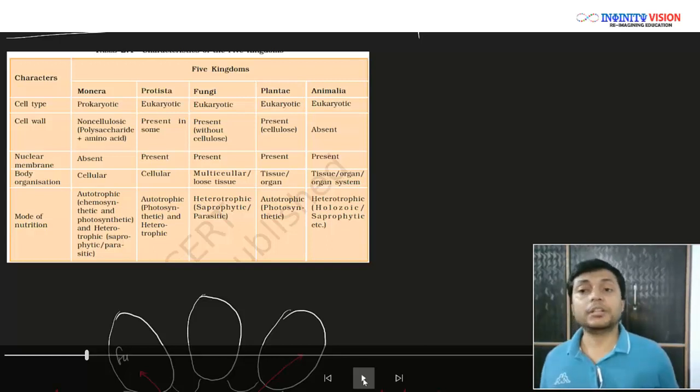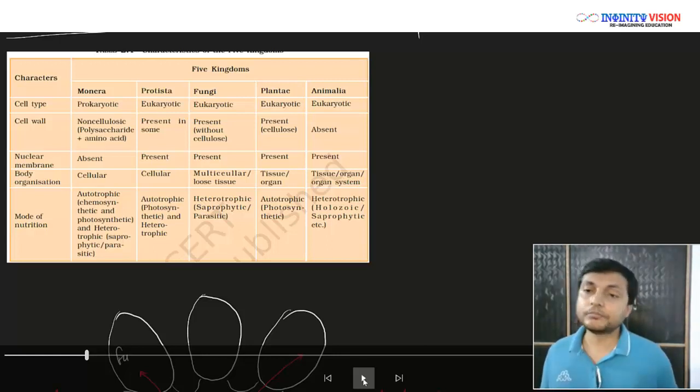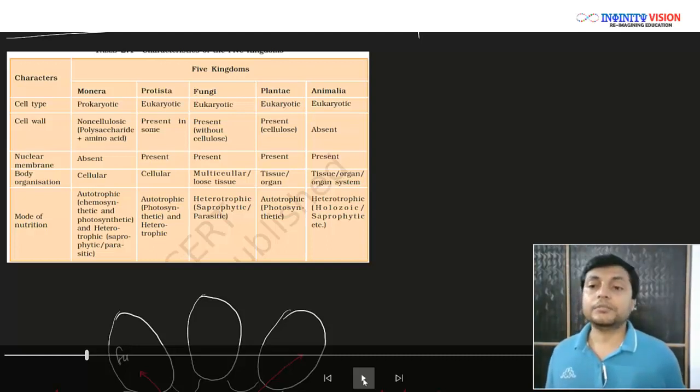Cell wall in Monera, cell wall is present and it is non-cellulosic. It is made up of polysaccharide and amino acids, which is actually known as peptidoglycans. Peptido because amino acid will unite to form protein, and glycan for polysaccharide. Okay, great. Whereas if you see Protista, the cell wall may be present, may not be. And if it will be present, it will be made up of calcium or silica, things like that. We will see in detail when we will be discussing about kingdom Protista.